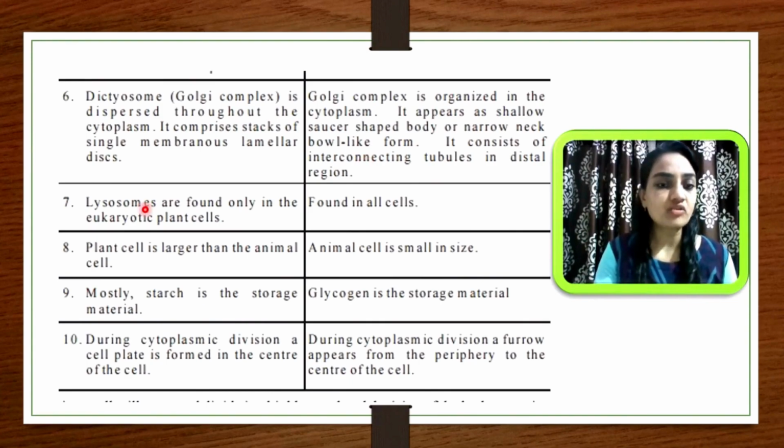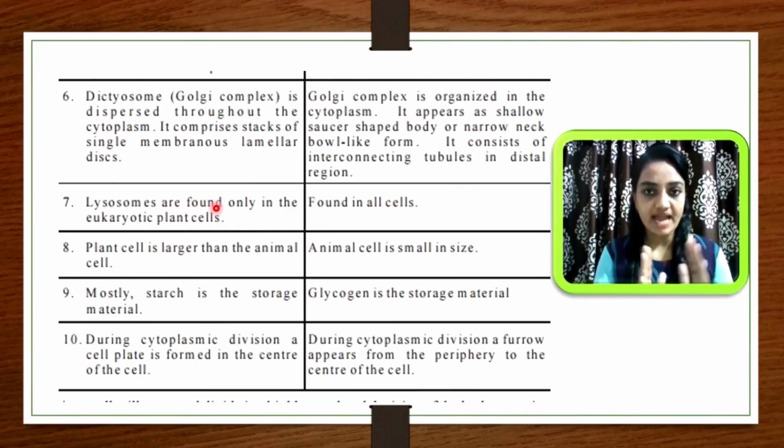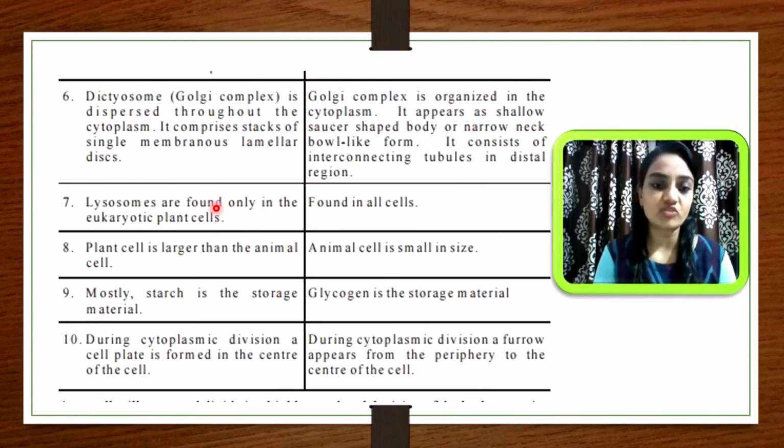So the seventh point is the lysosome. Lysosomes are found only in eukaryotic plant cells, and in all animal cells. Suppose the plant cell is eukaryotic, then only the lysosome is found. If it is prokaryotic, then the lysosome is not present. Found in all cells means that if we are talking about the animal cell, each and every cell will have a lysosome.